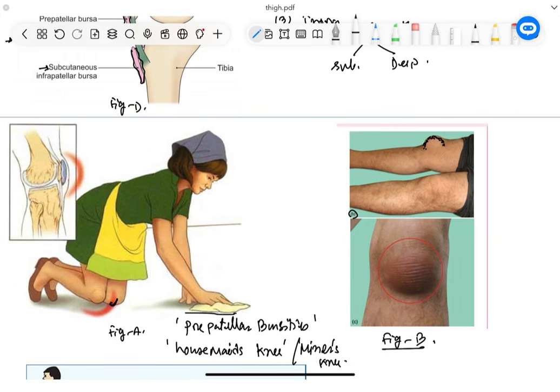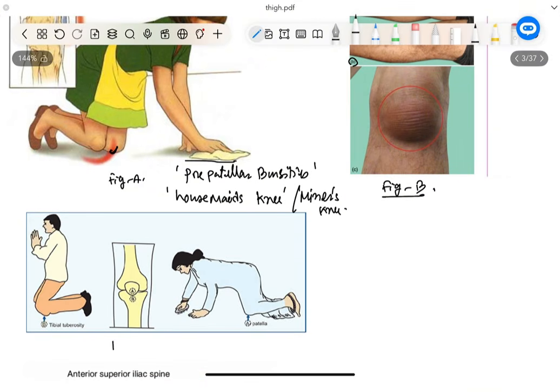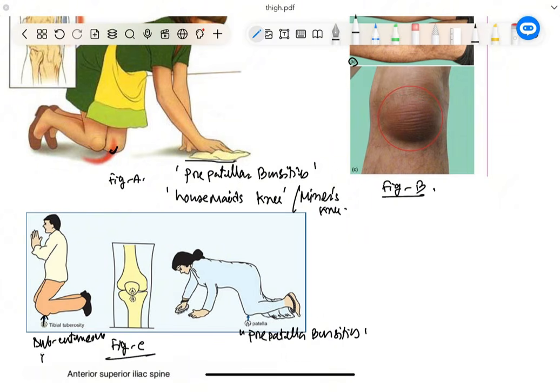There is one more bursitis that is related with the subcutaneous infrapatellar bursa. Now, here you see again there is a figure, let us denote it figure C. Two people are sitting differently and working. Already I know this is because of prepatellar bursa inflammation, prepatellar bursitis. But in a very specific praying condition, there is also a possibility of bursa irritation, and that is the subcutaneous infrapatellar bursa.